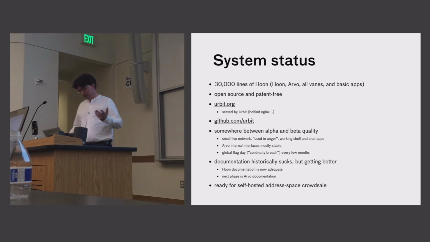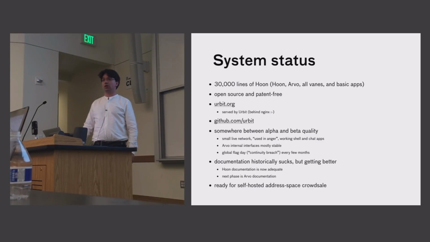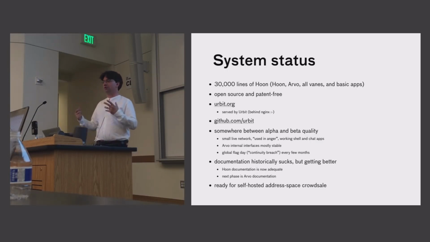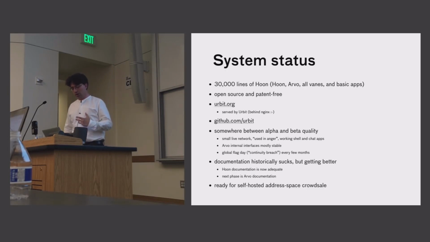What is the status of the system? It's about 30,000 lines of Hoon, including basic apps. It's totally open source. You can go to urbit.org, which is served by Urbit, although we cache it. It essentially works. We run occasional global flag days, so you might not want to move your business onto this system.